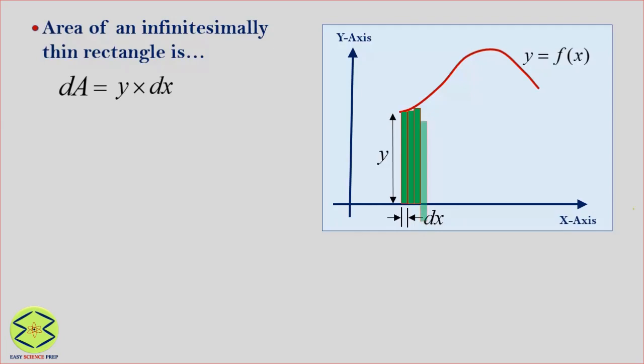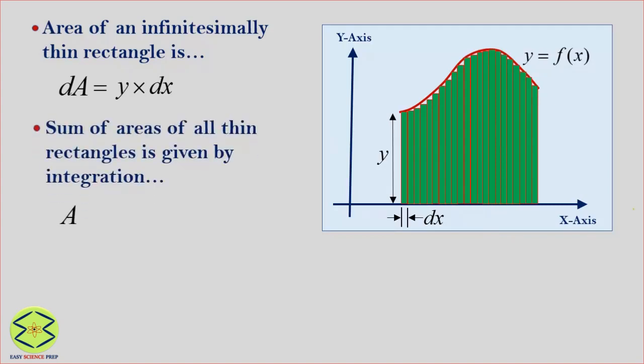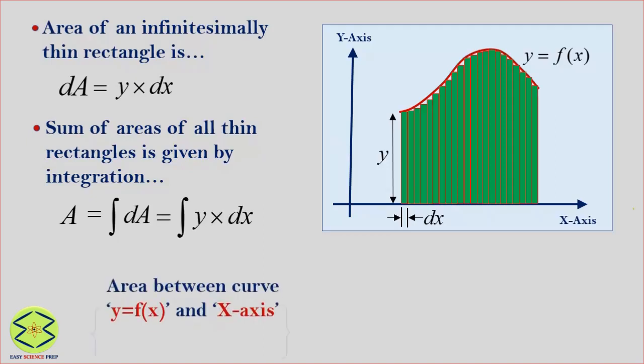So we can similarly add all the rectangles which are occupying the area between the curve and the x-axis to get the overall area between the curve and the x-axis. So the overall area is given by the addition of all small areas of rectangles, and that process of addition is called integration. So integration adds the small areas of rectangles to form the overall area between the curve and the x-axis, which is also equal to the product of y and dx.